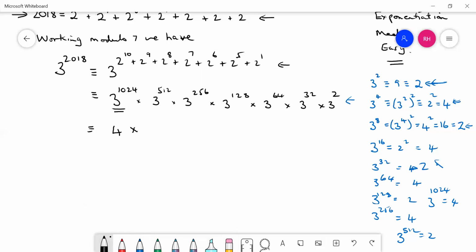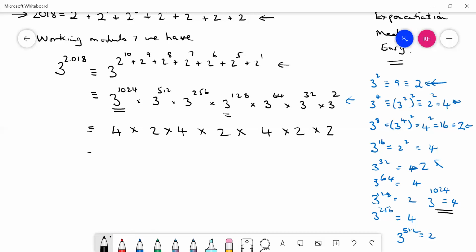So 3 to the 1024 is 4. I'm just reading it off here, 4. That's the beauty of it. Instead of trying to work out 3 to the 1024, I know it's 4. And this one will be 2, this one will be 4, this one here will be 2, this one will be 4, this one will be 2, and 3 squared is 9, which is 2.